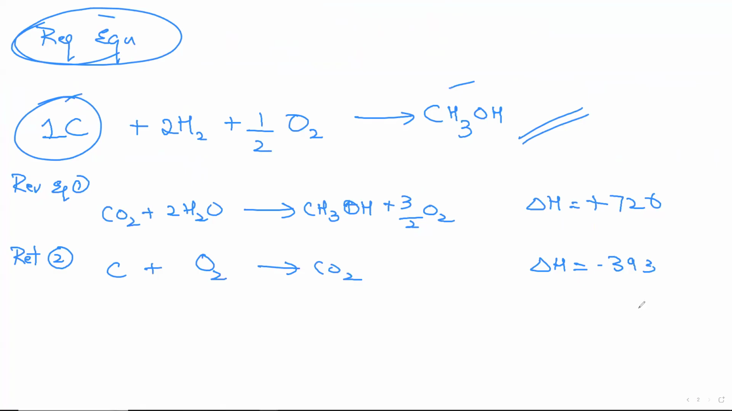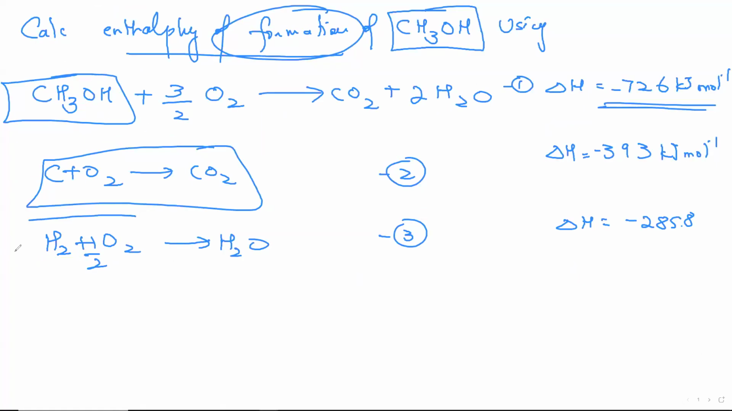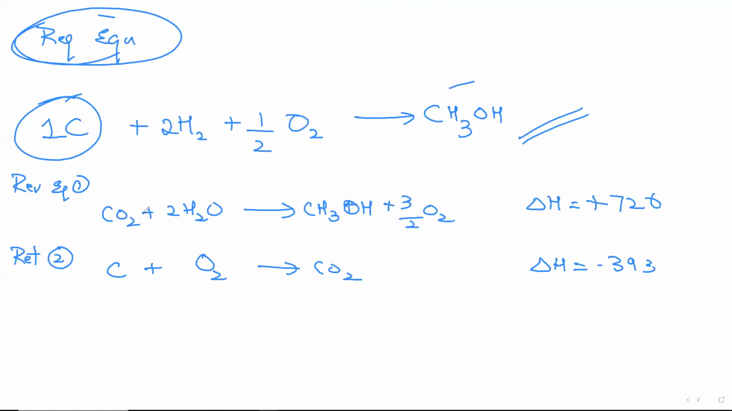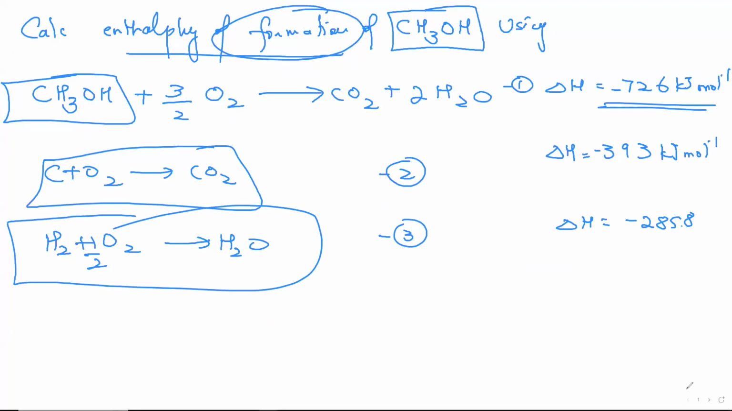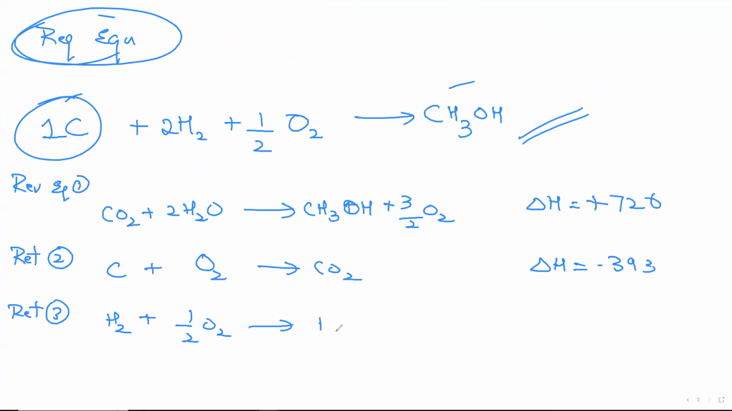CH3OH is done. C is done. H2 and O2, both are there in the third equation. I retain as it is because that's what I wanted. So retaining equation 3. H2 plus half O2 gives me how much H2O? 1 H2O, minus 285.8 kilojoule. This is based on one specific question paper. Okay, fine. Minus 393, I wrote this.